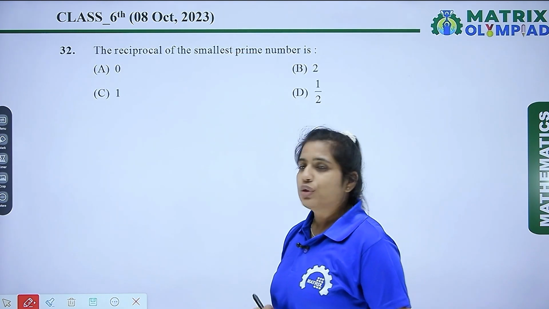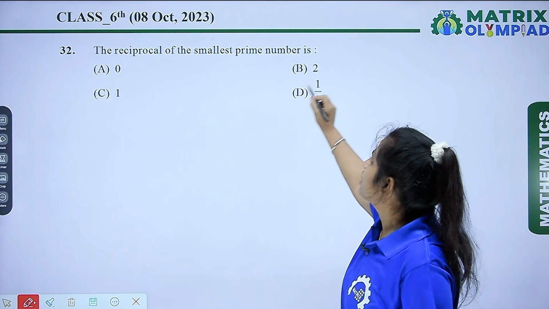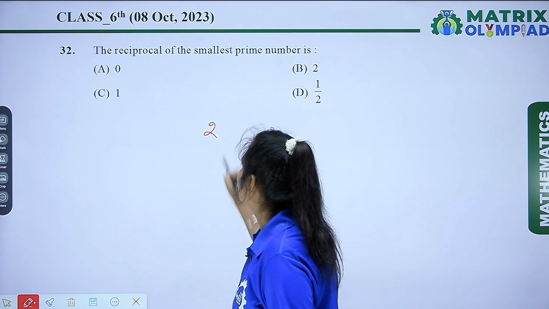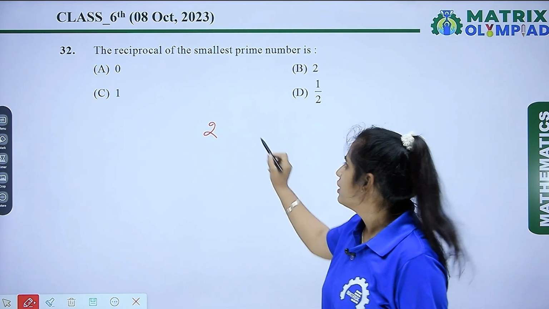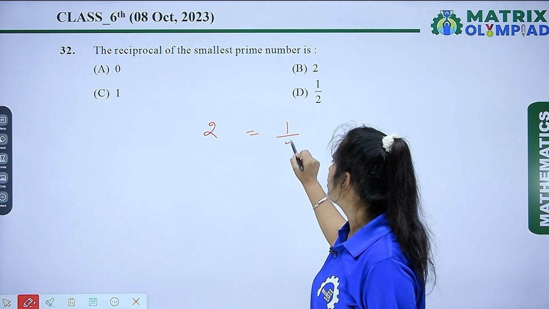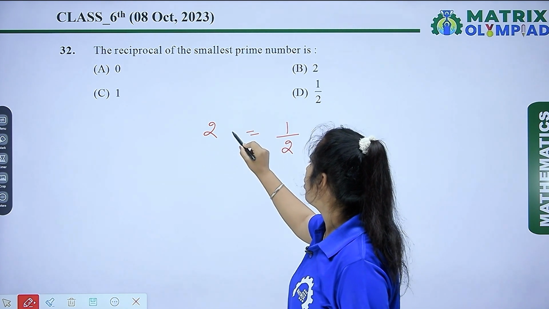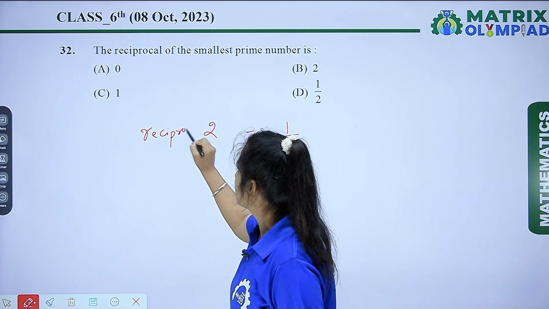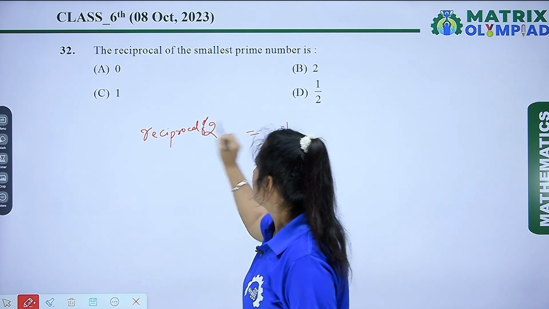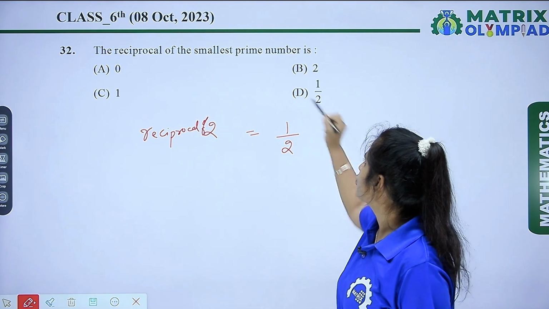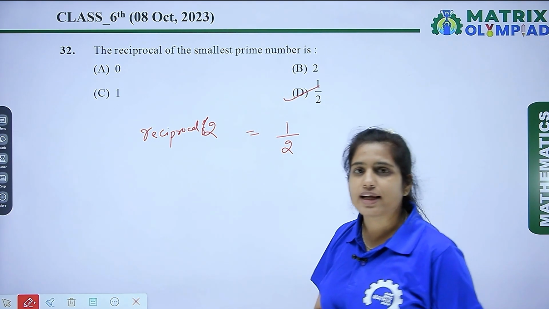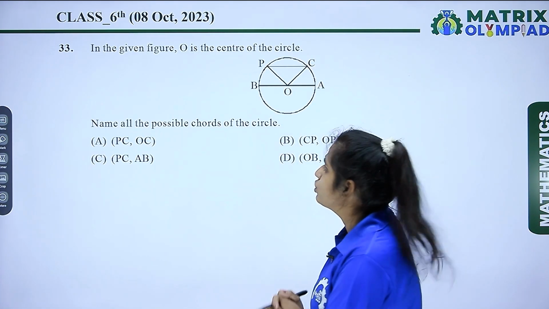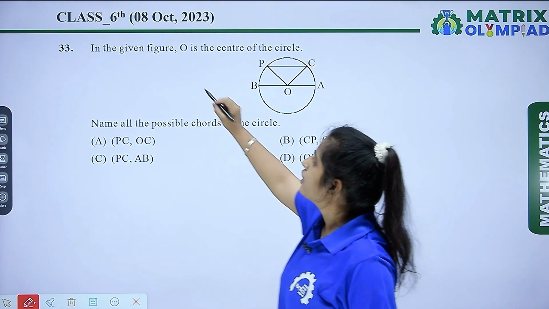Question number 32: the reciprocal of the smallest prime number is. पहले सबसे छोटा prime number पता होना चाहिए. That is 2. Now the reciprocal here is 1 upon 2. So reciprocal of 2 is equal to 1 upon 2. So here option D is the correct answer. Now the next question, that is question number 33.